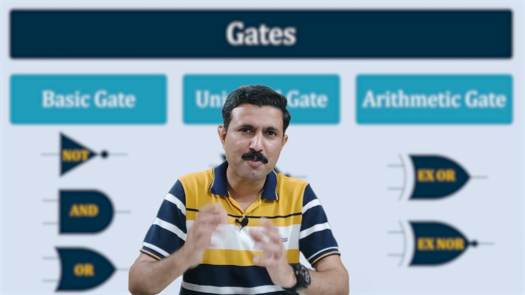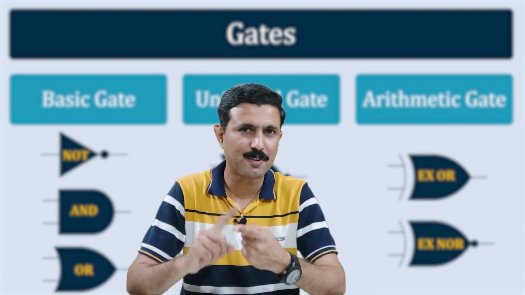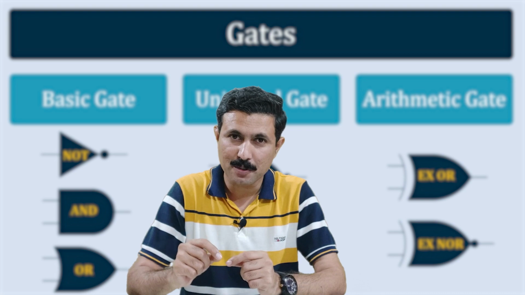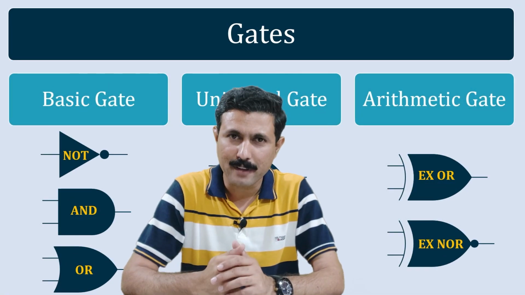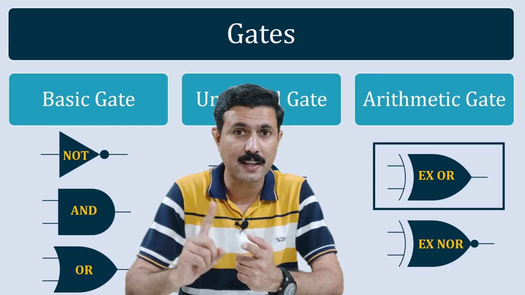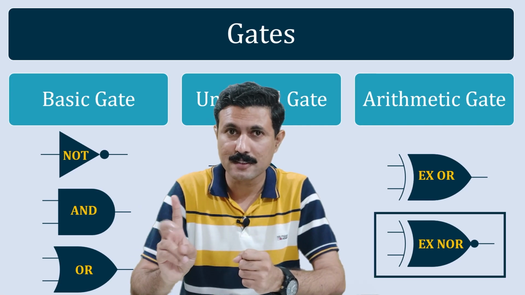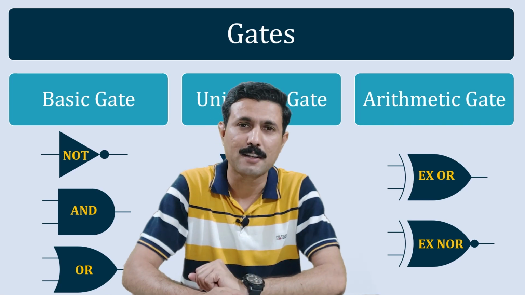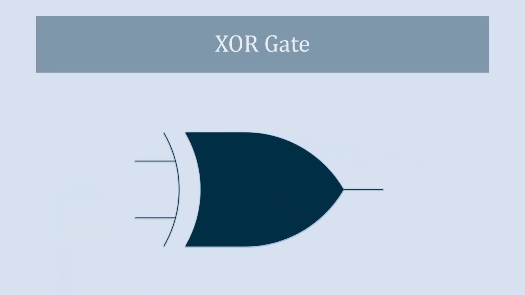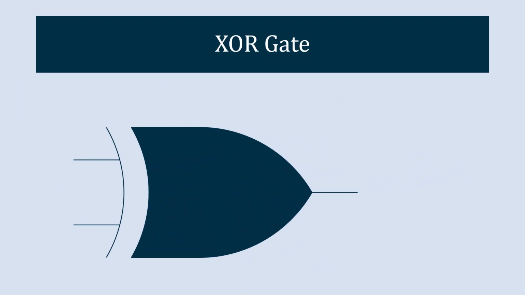In the previous video we explored basic gates and universal gates, and in this video we are going to explore the arithmetic gates. There are two types of arithmetic gates. First is the XOR gate and the second one is the XNOR gate. From these two, first we are going to start with the XOR gate. Here you can see the symbolic representation of the XOR gate.